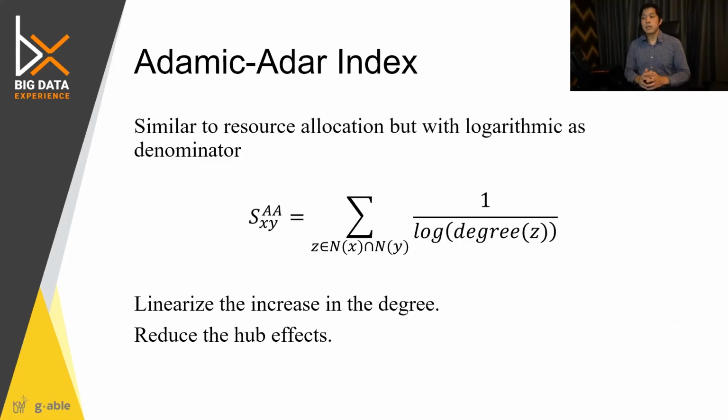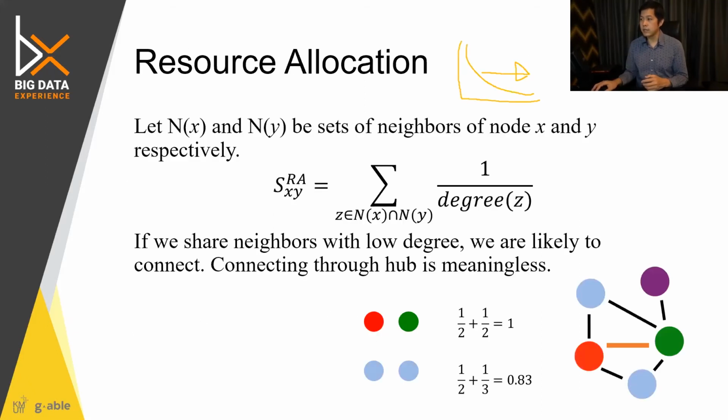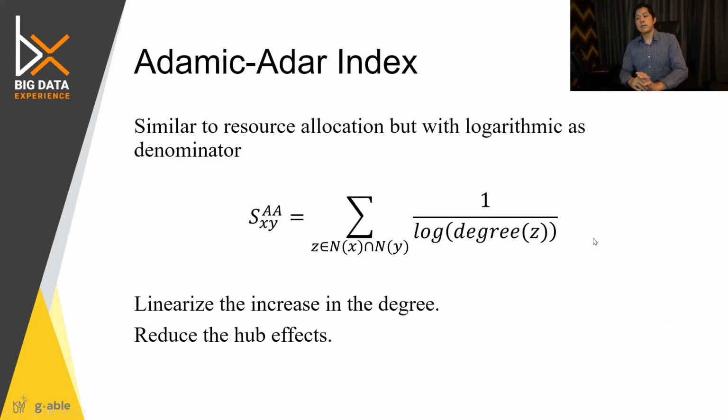the Adamic-Adar index just puts a logarithm on the degree to convert from exponential growth to linear growth. That means the exponential growth we see here would be converted into a linear growth by taking the log. So it linearizes the value and reduces the hub effects in the computation here.